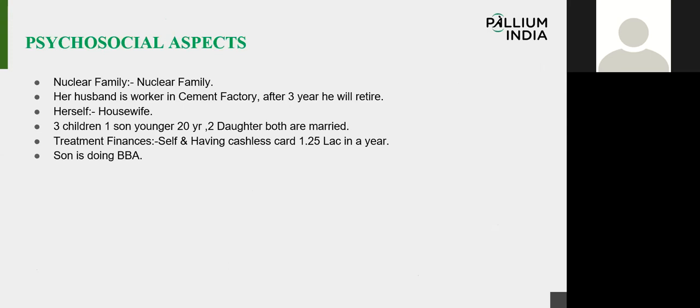Psychological aspects: nuclear family. Her husband is a worker in a cement factory, and after 3 years he will retire. She herself is a housewife, with 3 children, of whom one son is younger, 20 years of age, and 2 daughters are married. Treatment finances are sometimes self-paying, and sometimes they also have a cashless card of 1.2 lakhs per year, so it is supportive for them, but they are still paying from themselves also. The son is doing BBA.